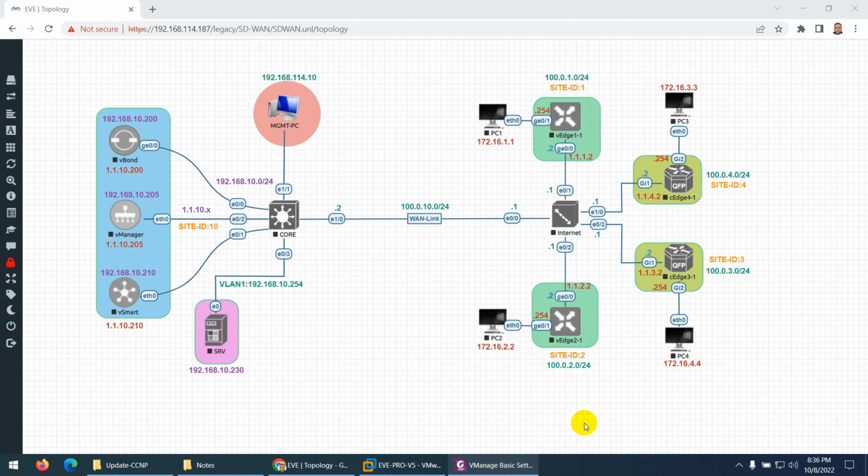In this course, we will discuss the basics: what is Cisco SD-WAN, an introduction to Cisco SD-WAN, the difference between SD-WAN and MPLS and other VPN technologies such as site-to-site VPN and remote access VPN, why we need SD-WAN, components of SD-WAN, terminologies of SD-WAN, and overlay and underlay networks. These are the basic stuff we will discuss.